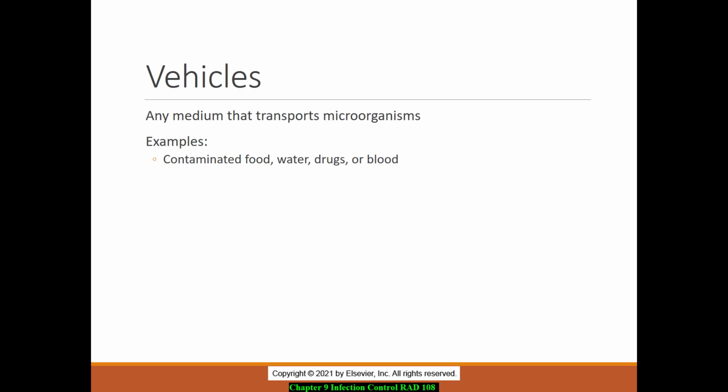A vehicle is a mode of transportation for that microorganism. We see this take place a lot in food, water, drugs, or blood. This is one of the things that we encourage you to get your hepatitis A vaccine. So you do have a B that's required, but I do suggest getting your Hep A as well to help to avoid any contaminated food that you may come in contact with.